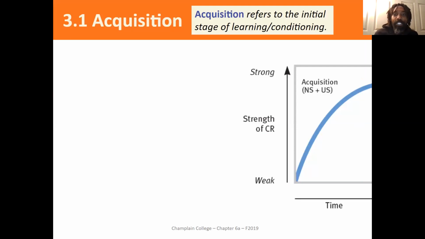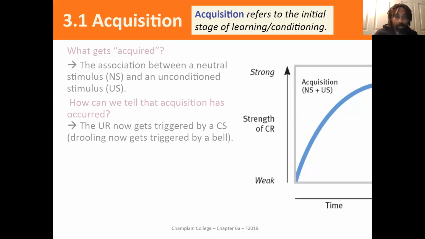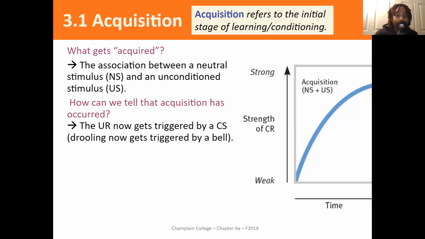So acquisition refers to the initial stage of learning and conditioning. What gets acquired? The association between a neutral stimulus and an unconditioned stimulus. How can we tell that acquisition has occurred? The unconditioned response now gets triggered by a conditioned stimulus. Example, drooling now gets triggered by a bell.